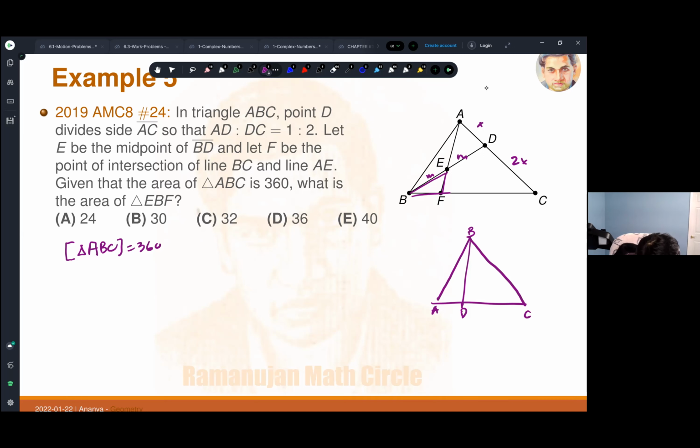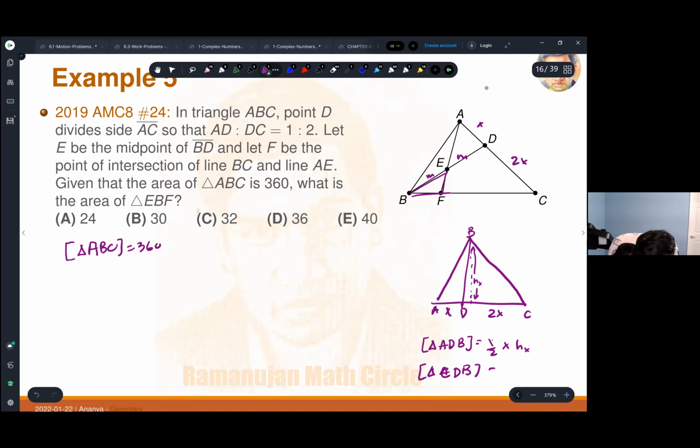Okay. For now, we're going to have this. This is x, this is 2x. So one thing we actually know is that, let's draw the height, and I'm going to call this height hx, okay? So we know that the area of ADB is equal to half x hx. And then we also know that the area of CDB is equal to half 2x hx.